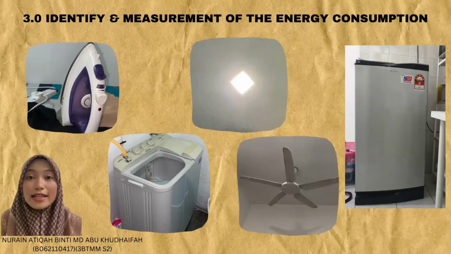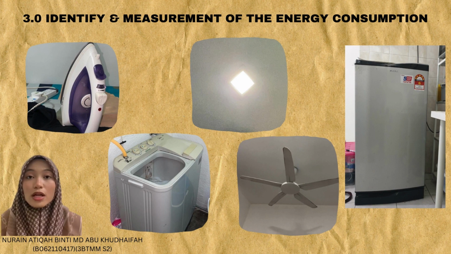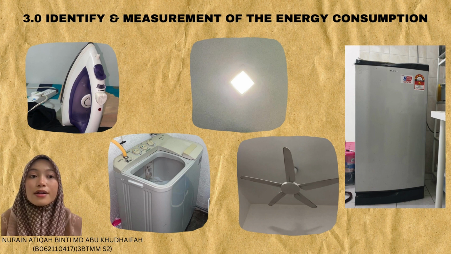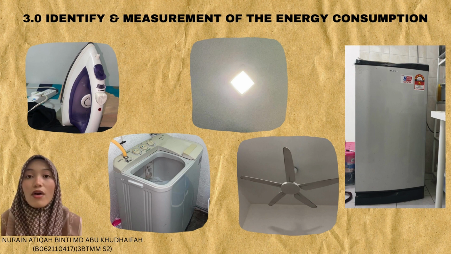My name is Noah and today I would like to present about 3.0, which is identify and measurement of the energy consumption in my house. 5 equipment that I choose in my house, which are the first one is refrigerator, second is LED downlight square, third is iron, fourth is ceiling fan, and lastly is washing machine manual.